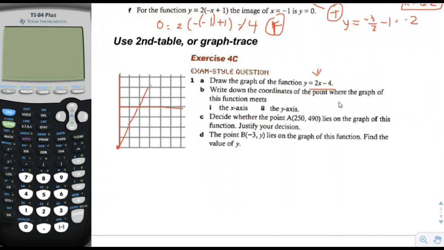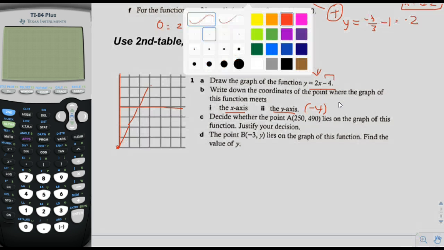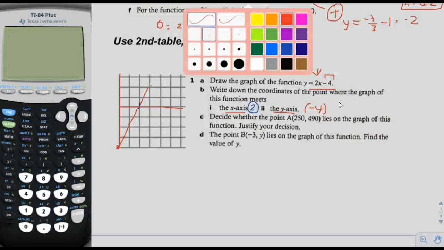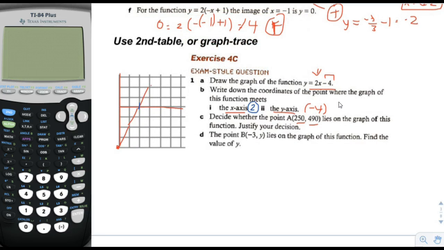Write down the coordinates of the point where the graph of this function meets the x-axis and the y-axis. Okay, we know it meets the y-axis at -4 because it's in gradient intercept form, and there's the y-intercept right there. What about the x-axis? We can see from our graph that it intersects the x-axis at y equals 0, or x equals 2. Put 2 there.